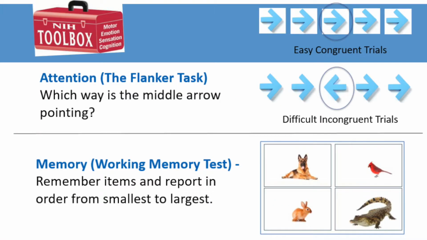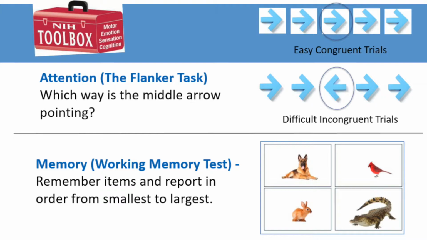So this first test from the toolbox, the flanker test of attention, you can see on the top 5 arrows all pointing to the right. The task the child has is simply to say what direction is the middle arrow pointing. And they do that by pushing the right or left arrow key on the keyboard. So if that middle arrow is pointing to the right, they push the right arrow key, and pointing to the left, the left arrow key. Now, on easy trials in this test, all of the arrows are pointing in the same direction.